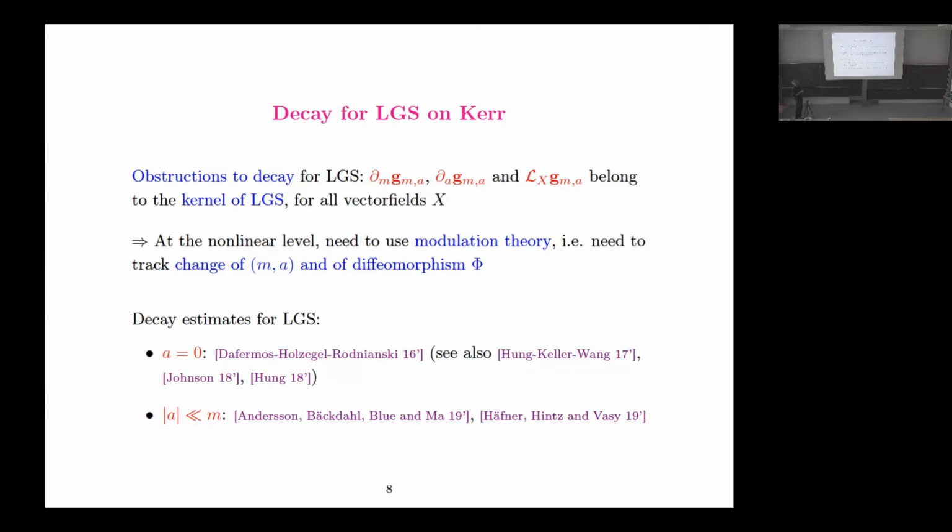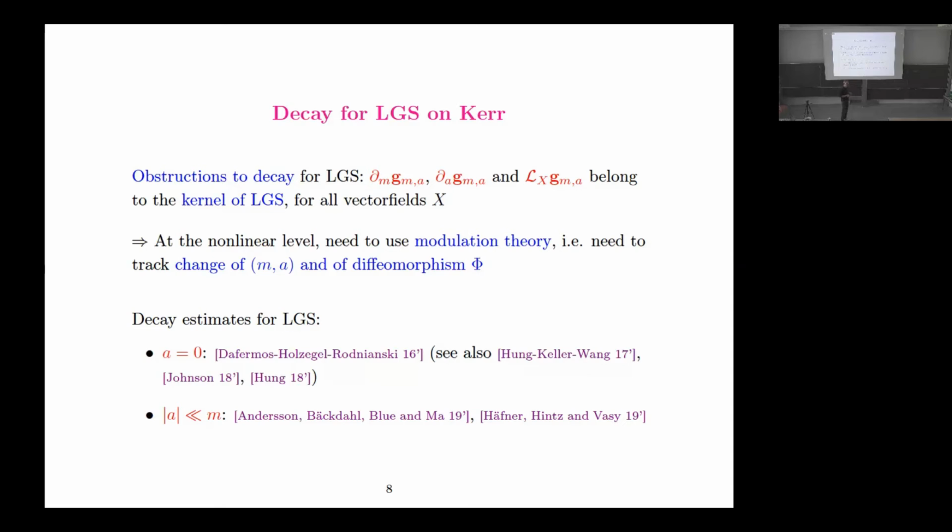Okay, so once you have understood that there are obstructions, let me now come back to decay for the linear stability problem. So we saw in Sergio's talk, for the Schwarzschild case, this was done by Dafermos-Holzegel-Rodnianski, and then later on in different gauges by Hintz and Vasy, Johnson and Hung.